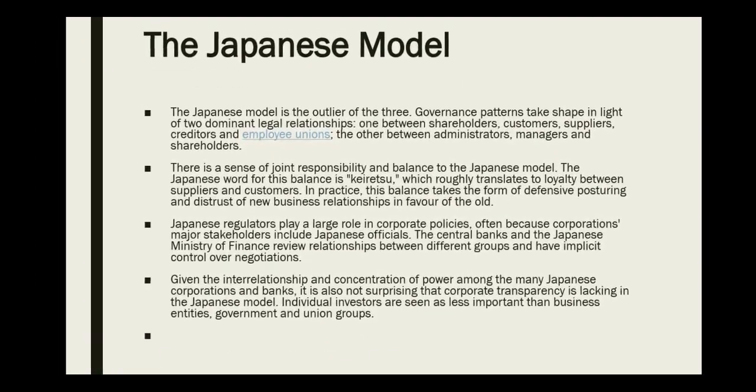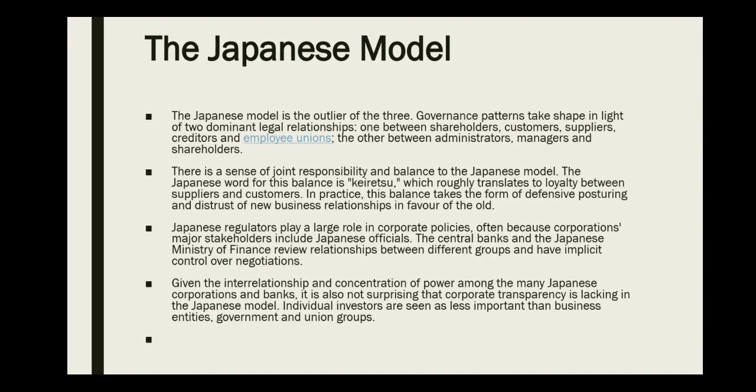So from this topic, you have learned 3 models of corporate governance: the Anglo-Saxon model, the European model, and the Japanese model. One thing that is important for you is, you have to know the Anglo-Saxon model, because that is the model that we use here.